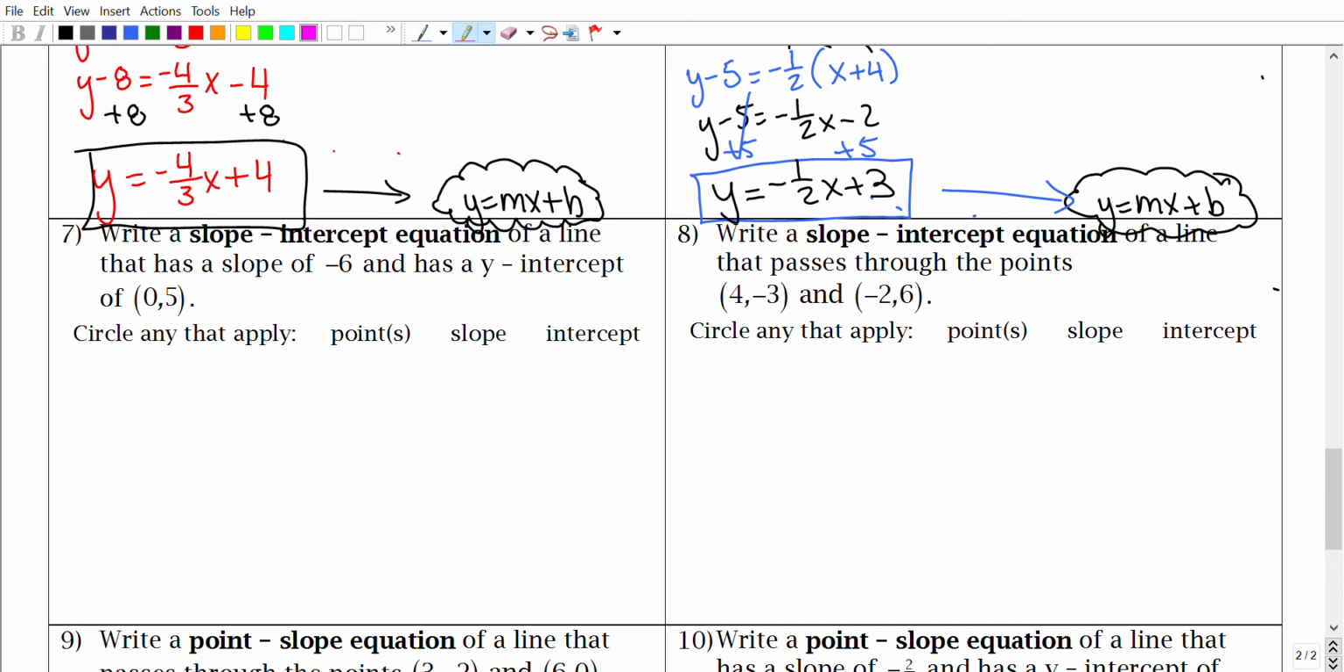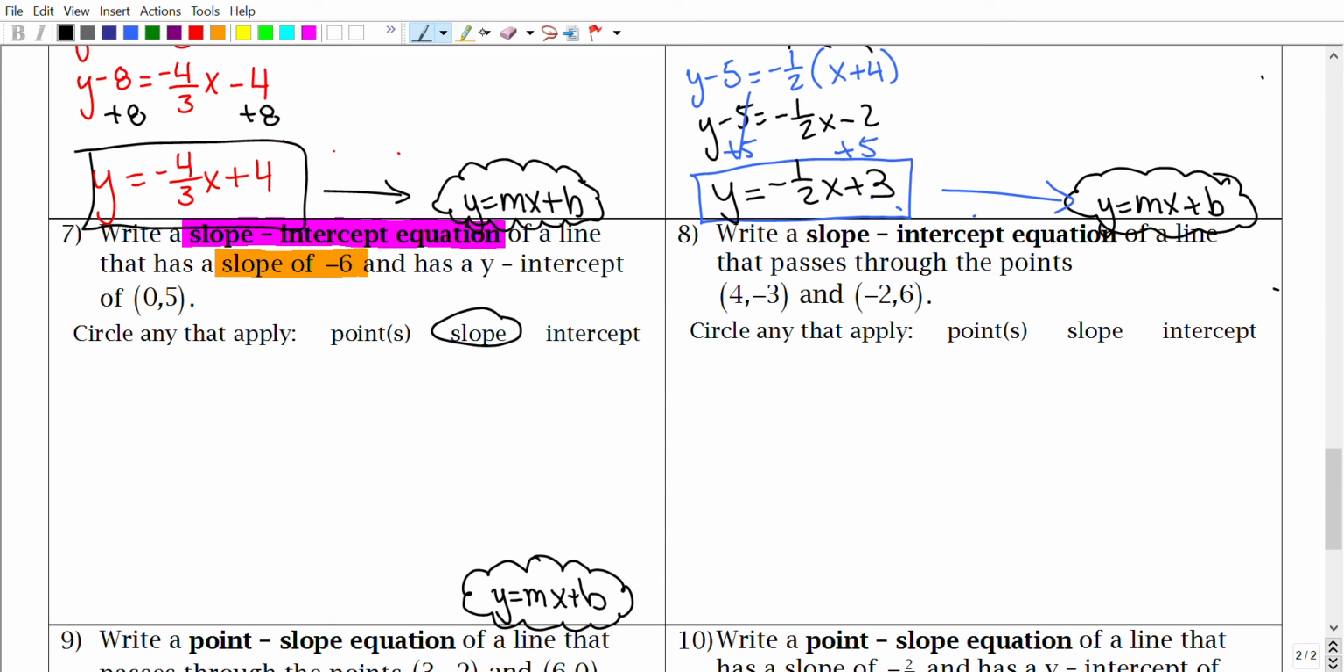What is being asked? To write a slope-intercept equation. A slope-intercept equation looks like that. So I'm going to write myself a little reminder. I know I have to have something of that form at the very end. So what information was I given? I was given a slope of -6, and I was given a y-intercept of (0, 5). So I was given an intercept.